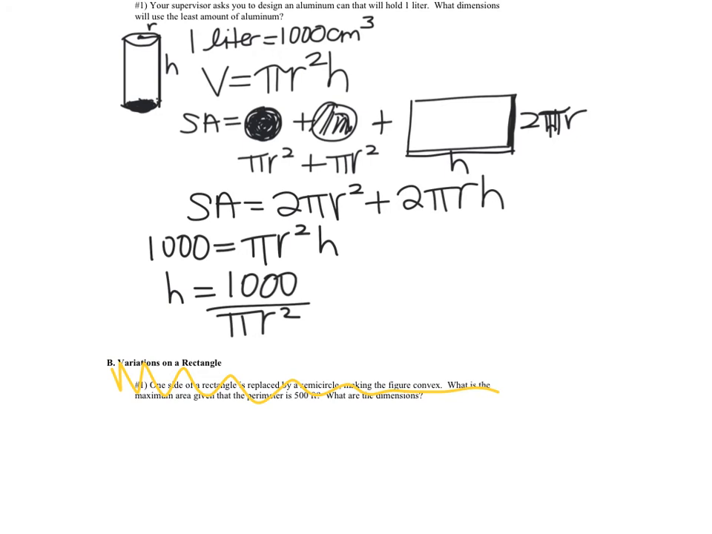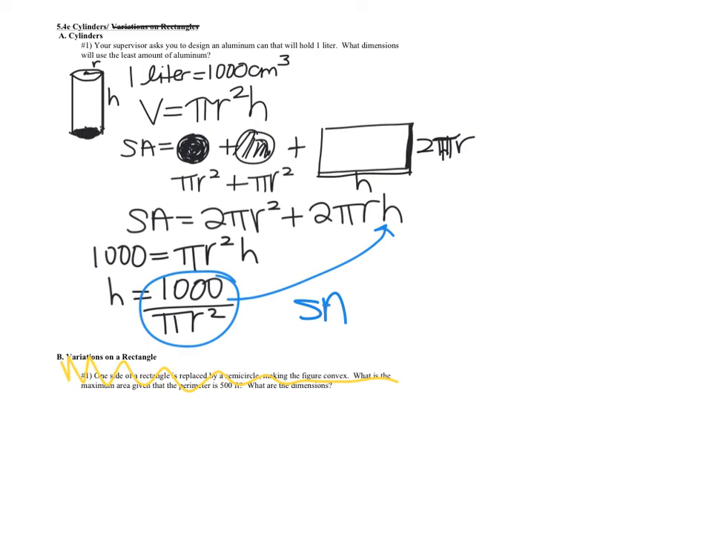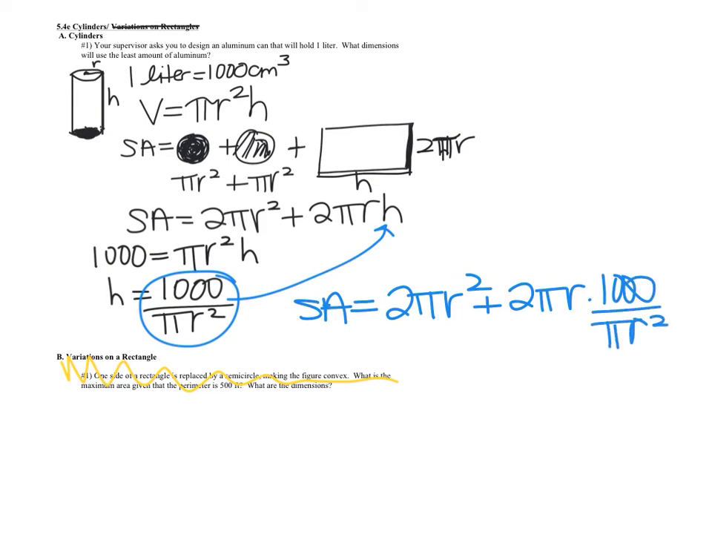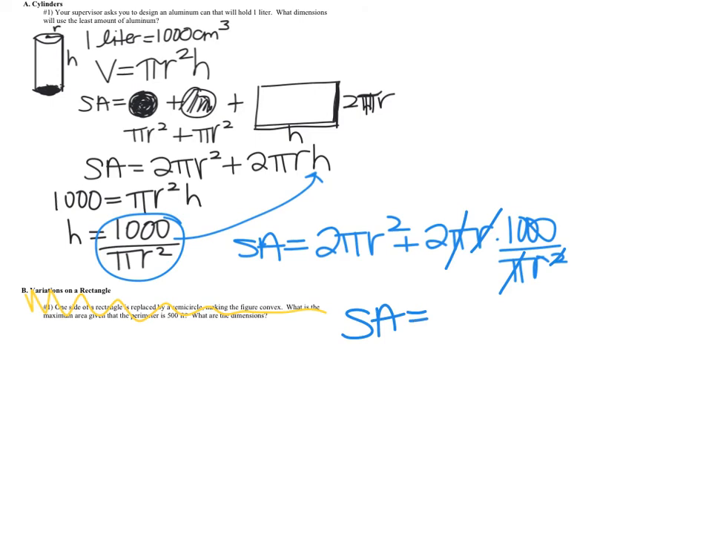Okay, so here we go. Now, let's take that and substitute that in for h right there. Okay, so the surface area is equal to 2 pi r squared plus 2 pi r times 1,000 over pi r squared. Is everybody okay with that? Okay. The pi's reduce, and r reduces with one of them. So you get the surface area is 2 pi r squared plus 2,000 over r.